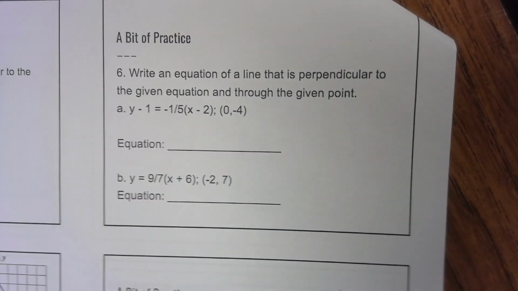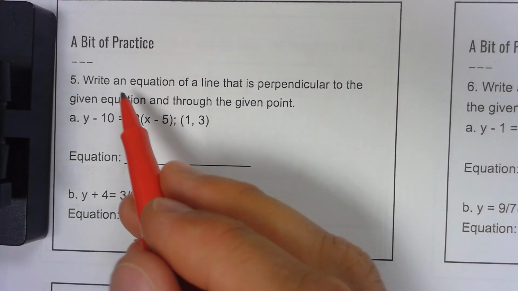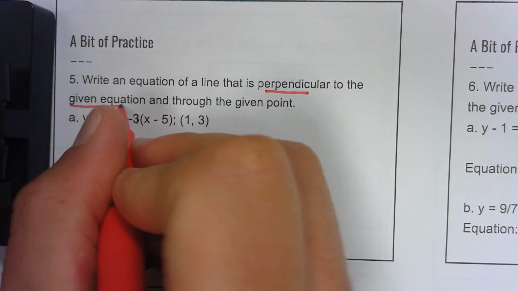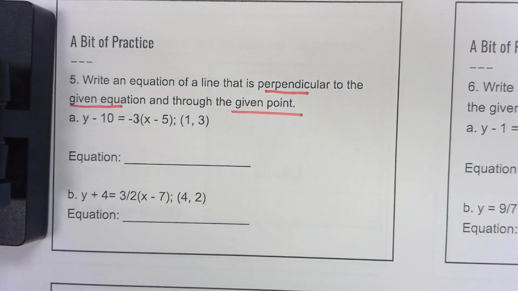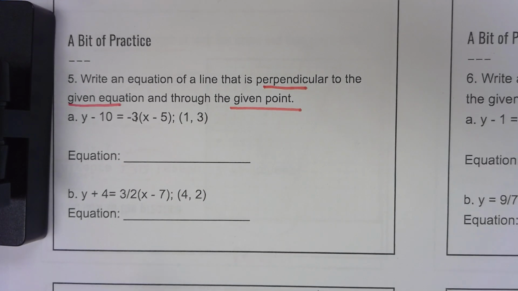And again, let's start with the reading. Let's just not assume, even though we've done the parallel. We need to write an equation of a line that is perpendicular to the given equation and passes through the given point. Once again, we're going to write it in point-slope form because we're given a specific point. That way we don't need to figure out what the y-intercept needs to be.